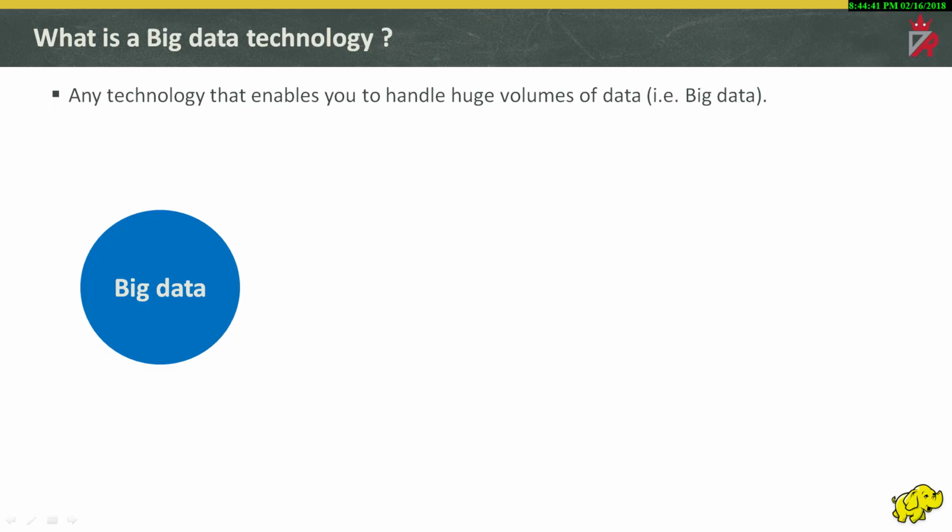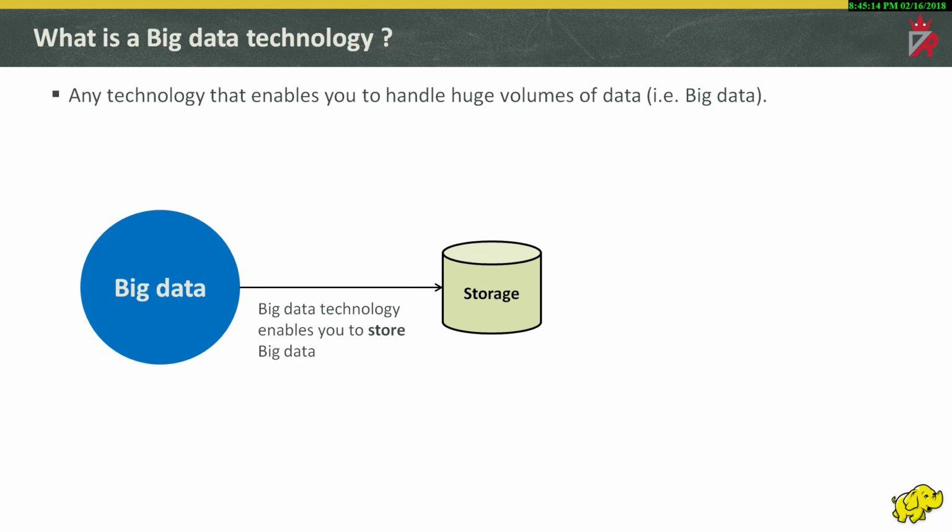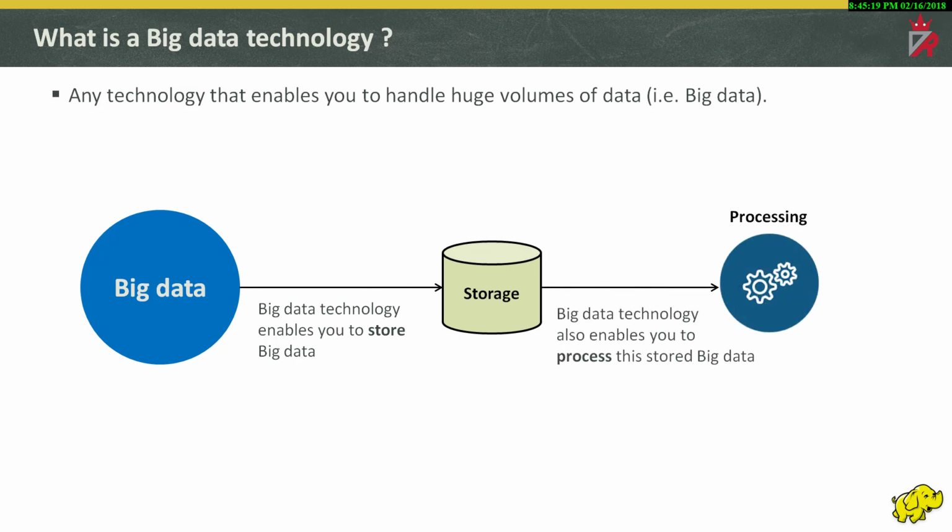Let us start by understanding what a big data technology is. In the simplest terms, any technology that enables you to handle huge volumes of data is a big data technology. Now, what do we mean by handling? It means a big data technology enables you to store big data, that is huge volumes of data, and also enables you to process it after storage. That is, there are two aspects of handling. One is storage of big data and the other is processing this stored big data.